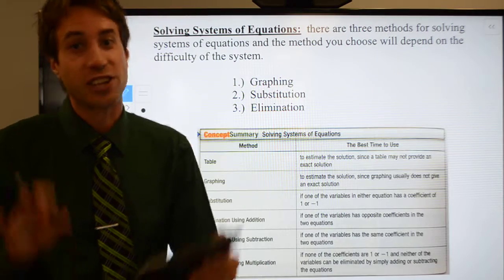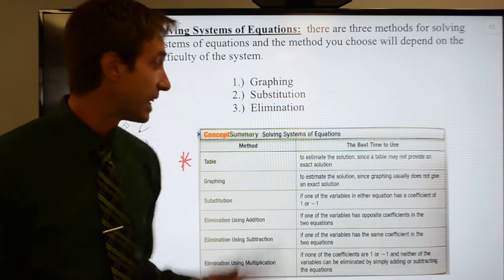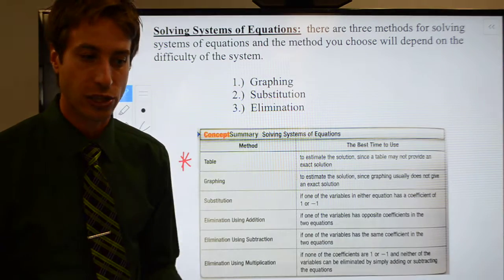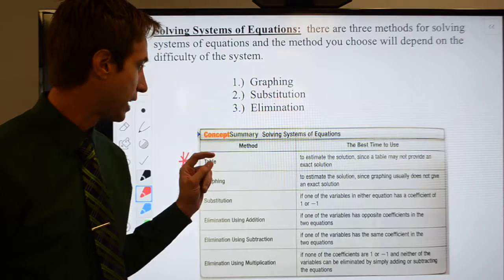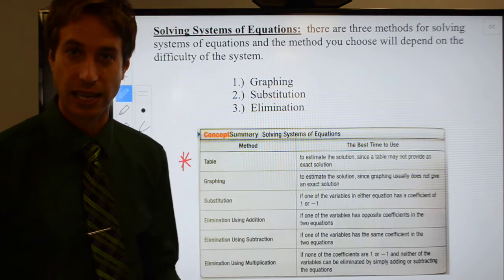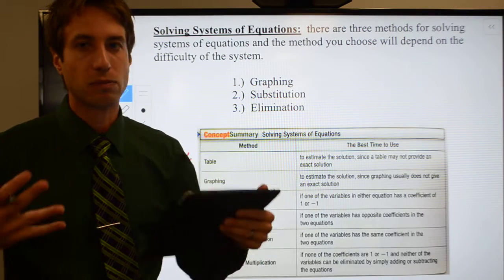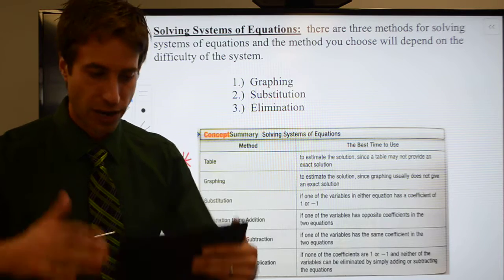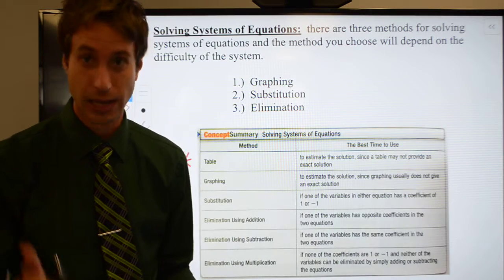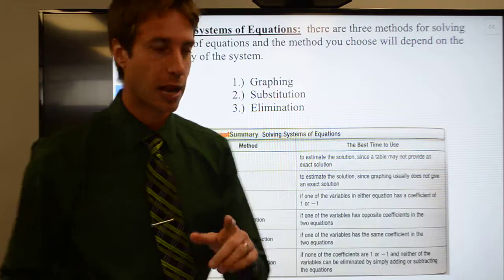Fine, they put it in there because technically, yes, it is a way to solve a system of equations. But if you're in Algebra 2 and you are guessing and checking by setting up a table, it's a good thing you're watching this video. There are far better ways to do it, and that's what we're going to spend our time working on.